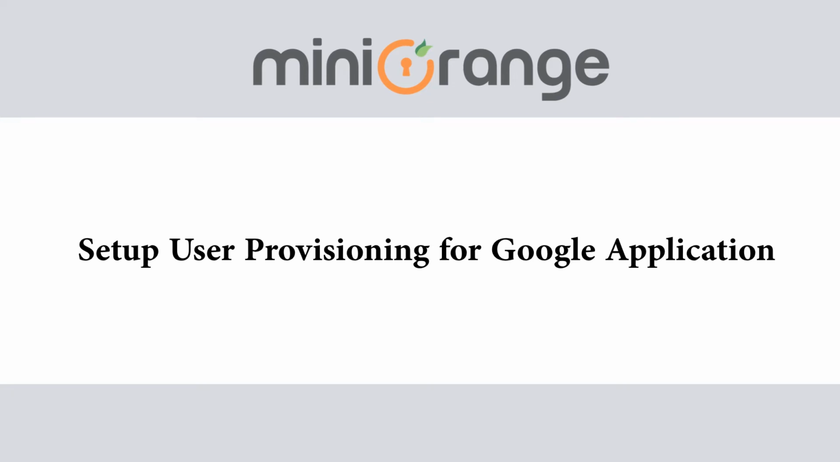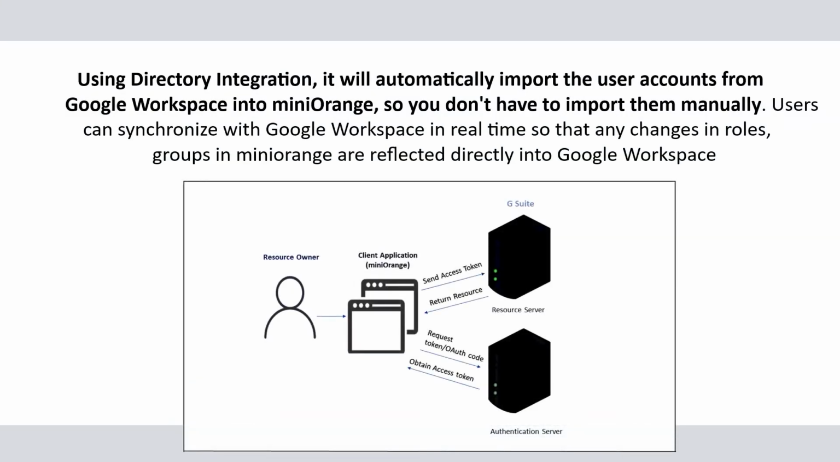Today we are going to set up user provisioning for Google application. Using directory integration, it will automatically import the user accounts from Google Workspace into miniOrange, so you don't have to import them manually. Users can synchronize with Google Workspace in real time so that any changes in roles, groups in miniOrange are reflected directly into Google Workspace.